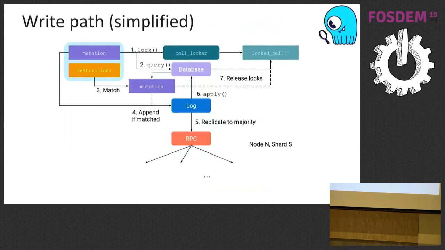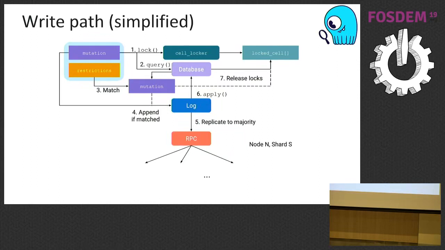This is how the simplified write path looks inside a node. We have a mutation, which is how we represent write requests in Scylla. The mutation is idempotent and commutative, and comes with a set of restrictions against which we are going to compare whatever is on disk. So first, we apply some locks to ensure that concurrent operations are blocked.